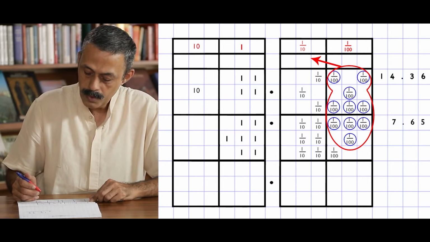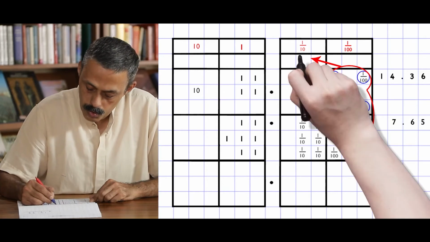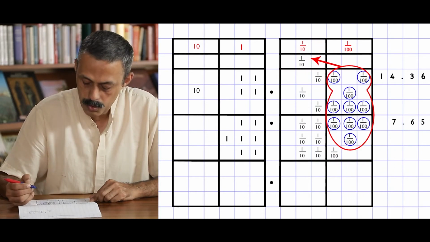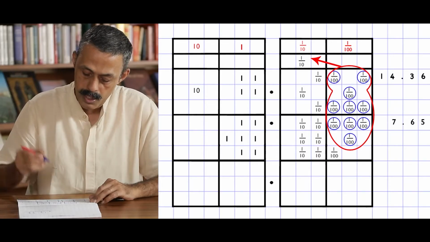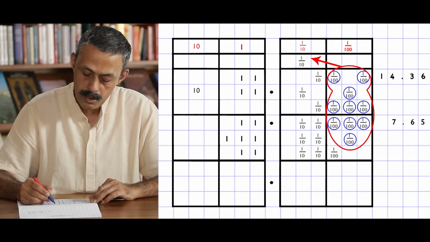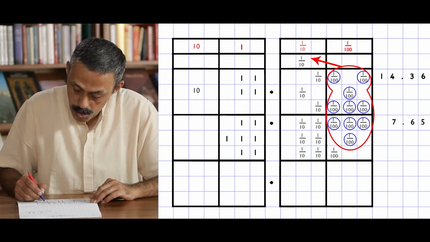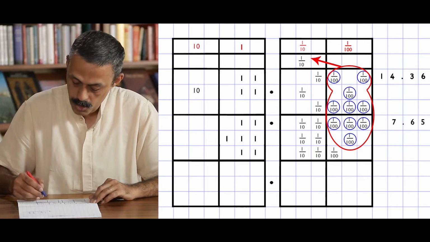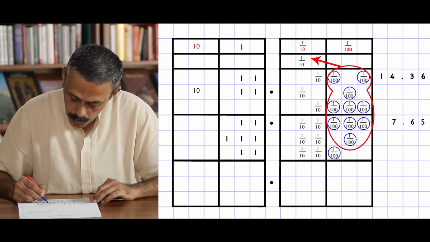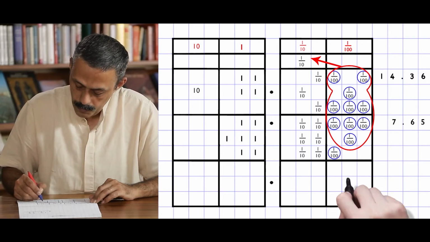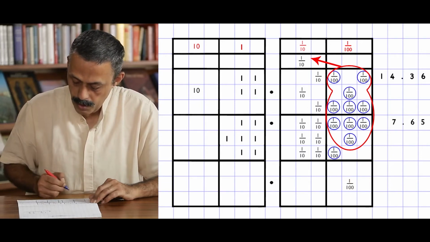When I add these, what do I get? I get 1/10th. We have seen this in the concrete stage also. If we add small yellow counters, we get one yellow strip. That strip is 1/10. What remains has to be written here. We have 1 remaining here, 1 by 100, right?